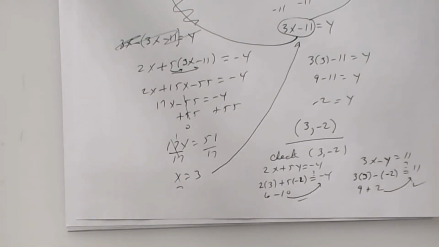Yes. So again, what I found was the point where those two lines intersect. The only point that they share in common is what point? 3, negative 2. So that's the only solution. Remember, each line has how many solutions? An infinite number. Together, they intersect where? At one point. So that's the solution to that system.